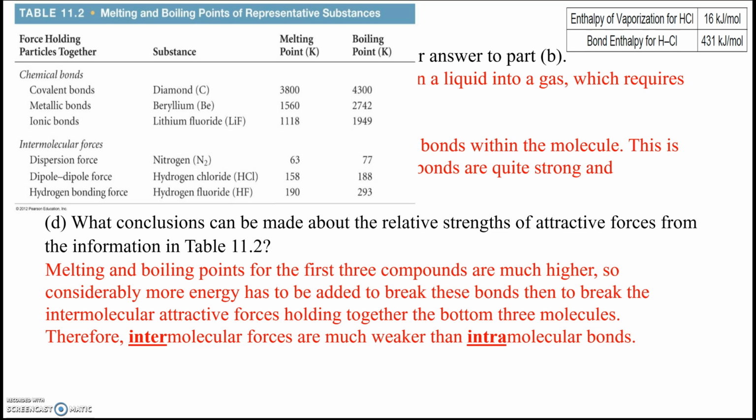It doesn't take much energy at all to turn solid nitrogen into liquid nitrogen and then to boil that into vaporous nitrogen, and so on for these other gases. But it does take considerably greater energy to melt ionic and metallic bonds. And therefore, we can conclude that the intermolecular forces are much weaker than the intramolecular forces.